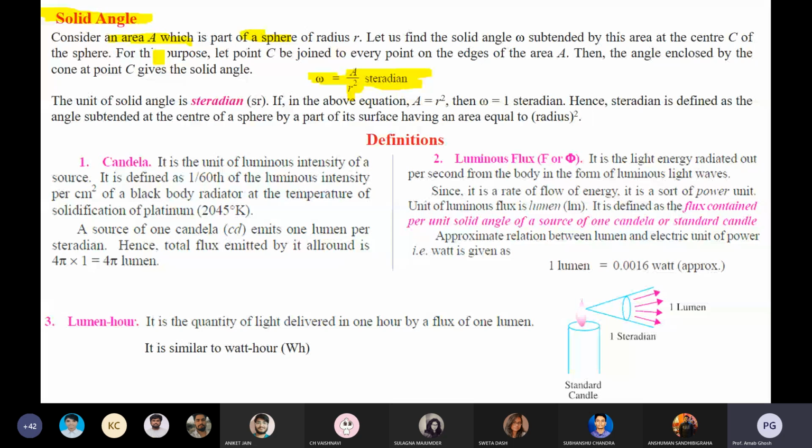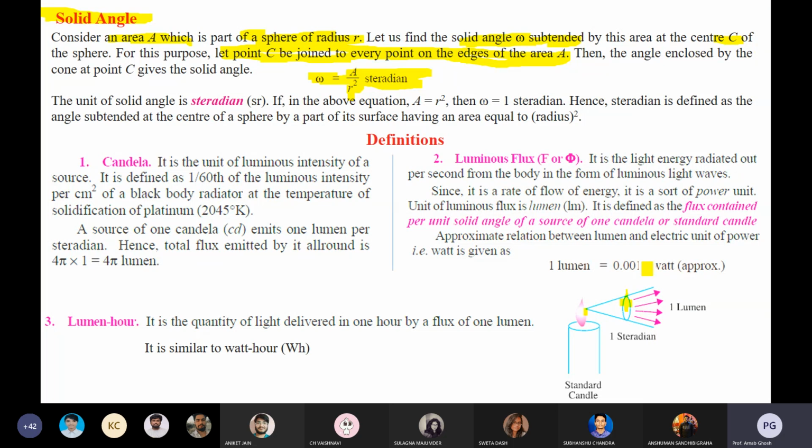Consider an area which is part of a sphere of radius r. Let us find the solid angle omega subtended by the area at the center C of the sphere. For this purpose, let the point C be joined to every point of the edge of the area A. So the point C is here, and this is your area A.